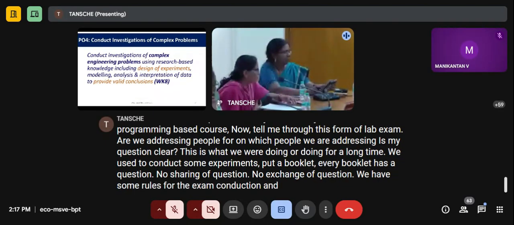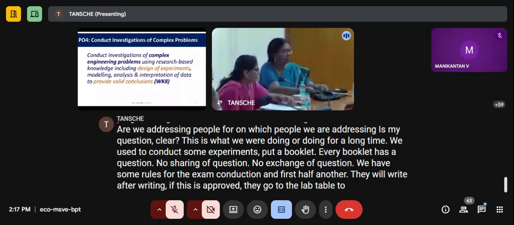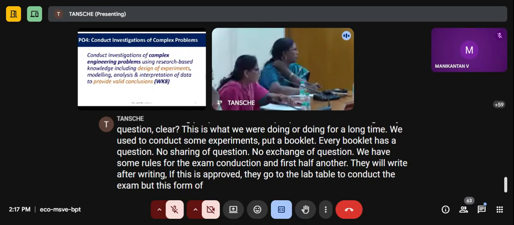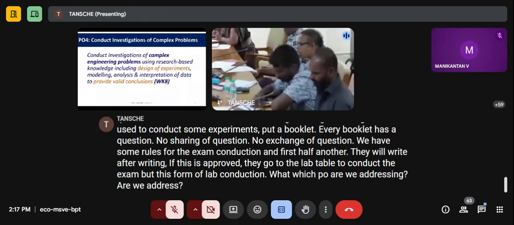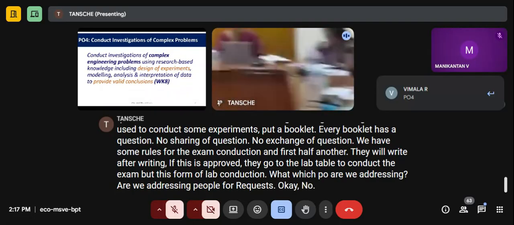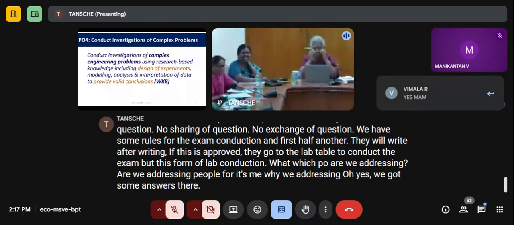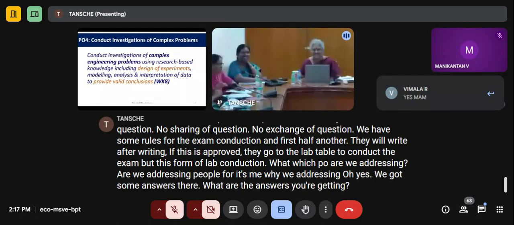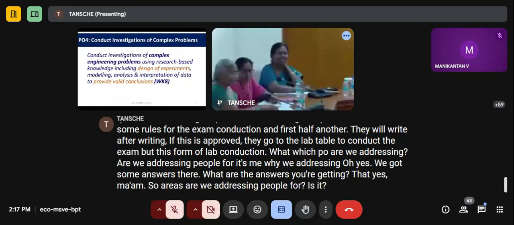First half an hour they will write. After writing, if it is approved, they go to the lab table to conduct the experiment. By this form of lab conduction, which PO are we addressing? Are we addressing PO4? No. Which PO are we addressing? Yes, we got some answers there. What answers are you getting? Are we addressing PO4? Is it yes or no?